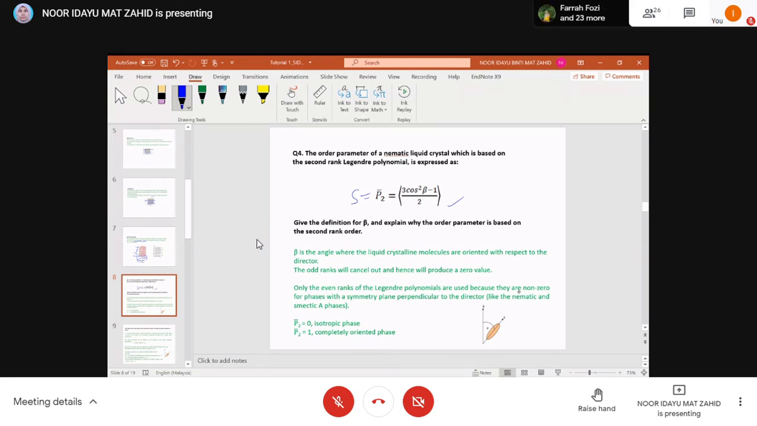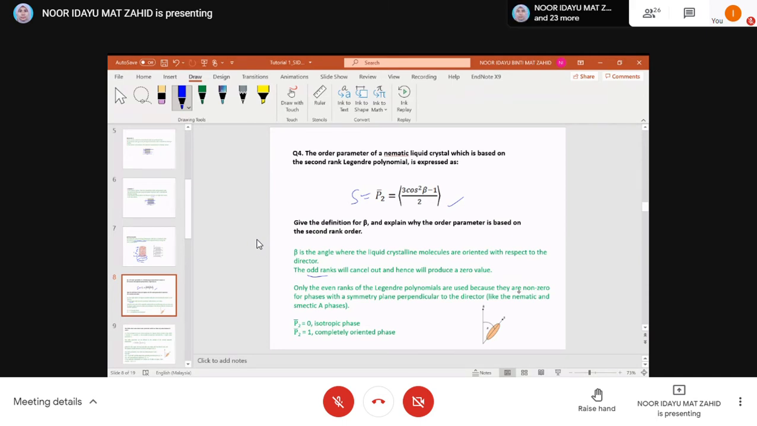So give the definition of β and explain why the order parameter is based on the second rank order. β or θ is the angle at which the liquid crystalline molecules are oriented with respect to the director. In the case of odd rank Legendre polynomials, if we look at the equation, the odd rank terms will cancel out and hence will always produce a zero value, which is not useful in describing liquid crystal molecules.